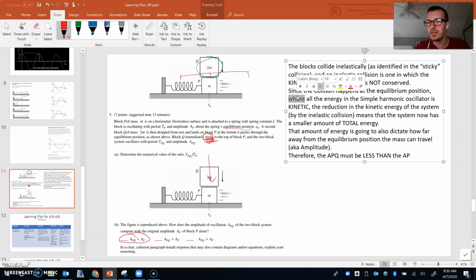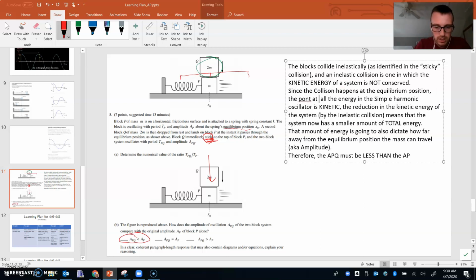this is why I like typing these answers, and you should do so in your take-home response. Since the collision happens at the equilibrium position, the point at which, see, it just sounds a little better, sounds smarter. The point at which, if I can spell right, all the energy in the simple harmonic oscillator is kinetic.